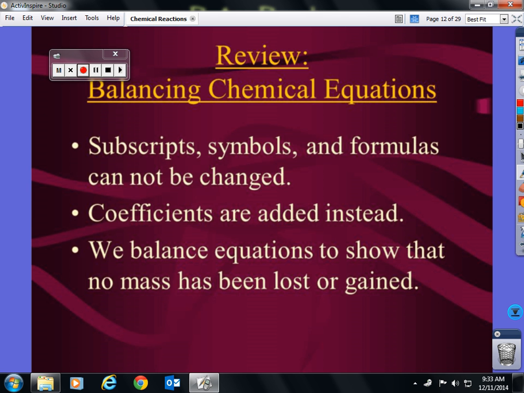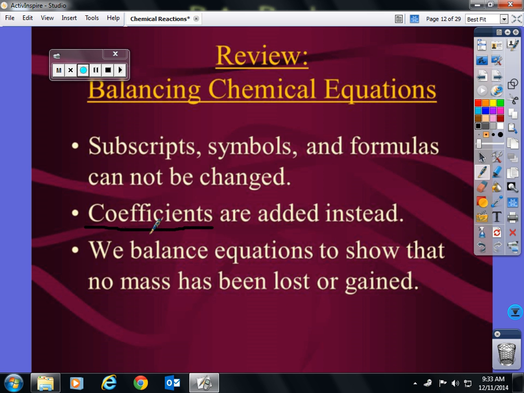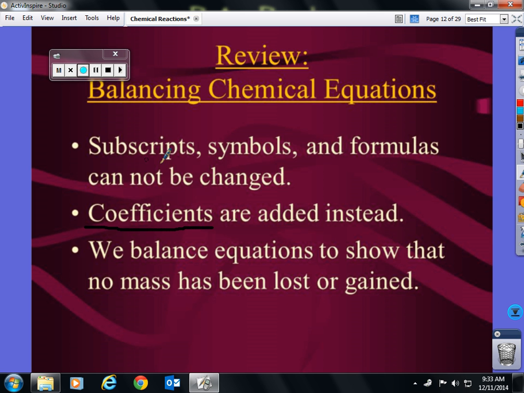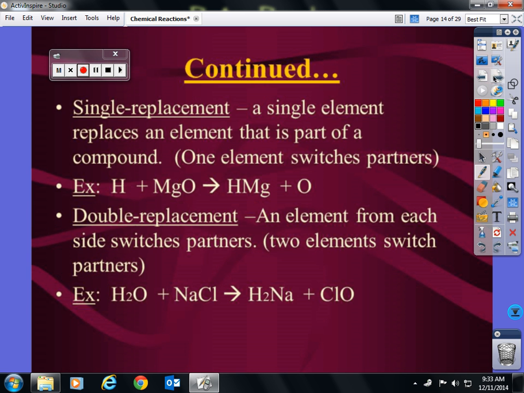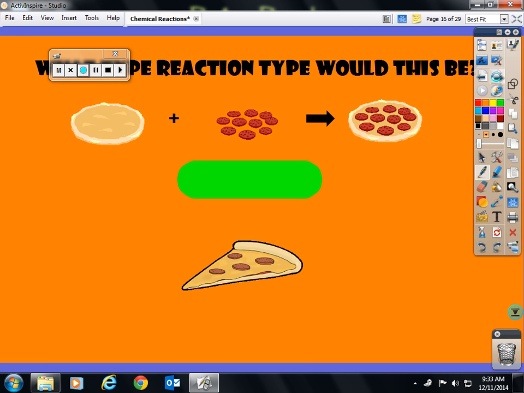Balancing chemical equations. You should know what a subscript is, a symbol, a formula. These things cannot be changed. The only thing we can change to balance an equation is we can add a coefficient. We balance equations to show that no mass has been lost or gained. Remember, we're trying to prove that whatever went in is exactly what came out. In a minute, I'm going to show you an equation with these things labeled, your subscripts, your symbols, your coefficients. You actually don't need to know these 4 types of reactions, so we can skip all of this.